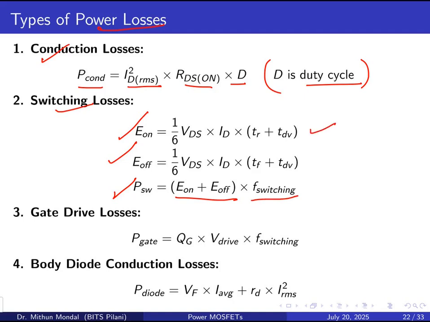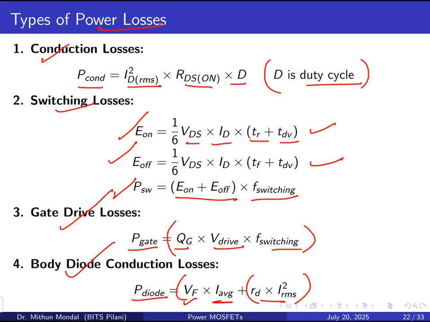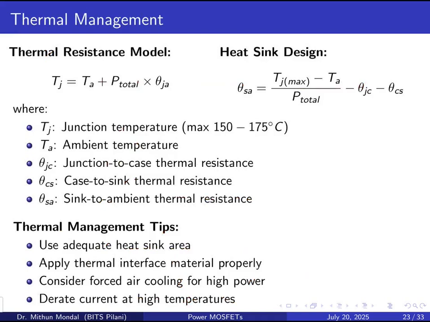So we can calculate this E on and E off from the voltage, current, rise time, and the drain to source voltage time duration. Gate drive losses can be calculated as the product of the gate charge multiplied with the drive voltage and the frequency of the switching. Body diode conduction losses we can calculate for the power diode as the product of the forward voltage multiplied with the average current plus the product of RD into IRMS square. So these formulas can be used to calculate the power losses in the MOSFET under different loss conditions, whether it is conduction, switching, gate drive, or body diode conduction losses.